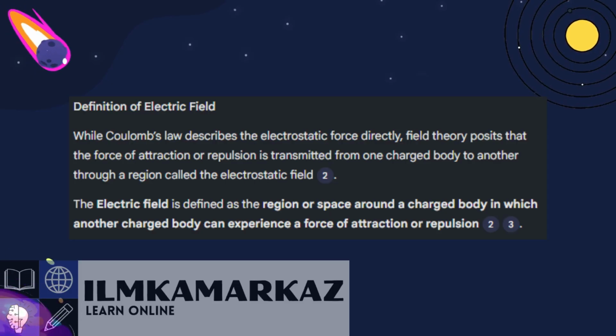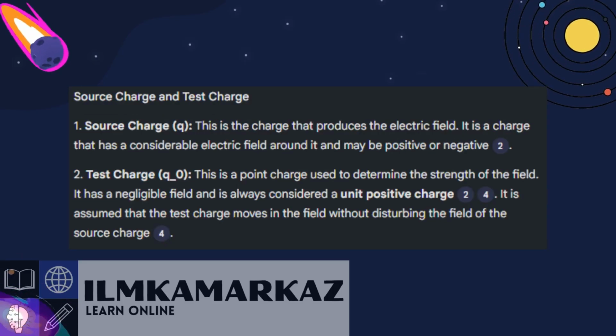The electric field is defined as the region or space around a charged body in which another charged body can experience a force of attraction or repulsion. Source charge and test charge. Source charge, Q. This is the charge that produces the electric field. It has a considerable electric field around it and may be positive or negative.